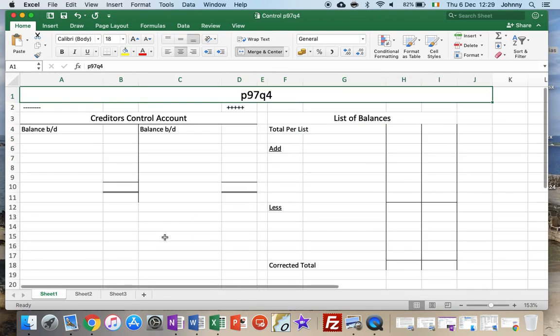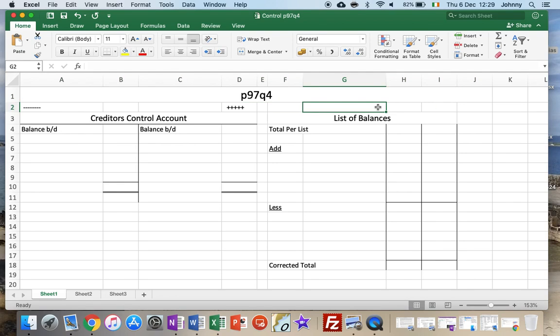Okay, we're looking at control accounts now. So this is page 97, question 4 that I have open. We've got two documents we're looking at. We've got the creditors control account. So this question is looking at creditors control, people we owe money to, and the list of balances. The list of balances is meant to represent what happens in the personal account.